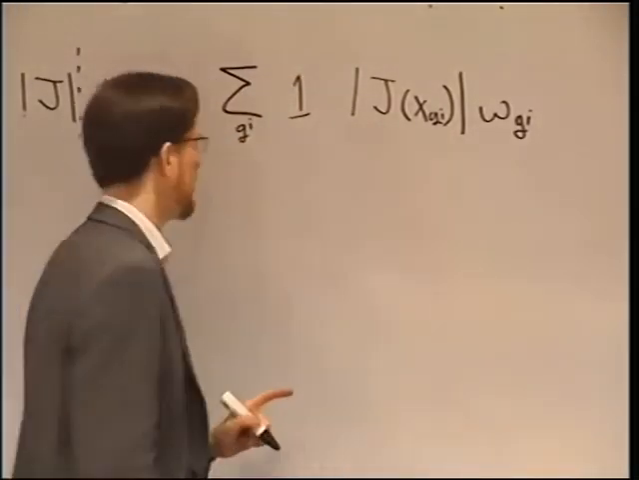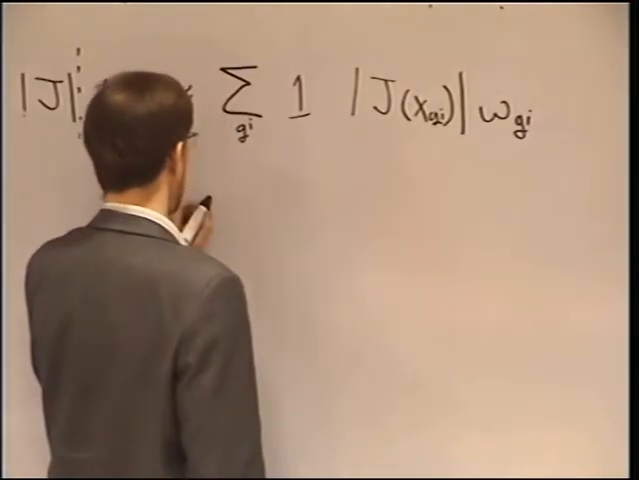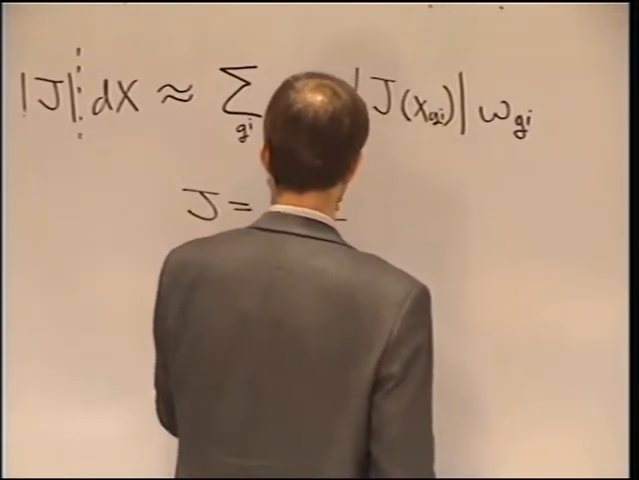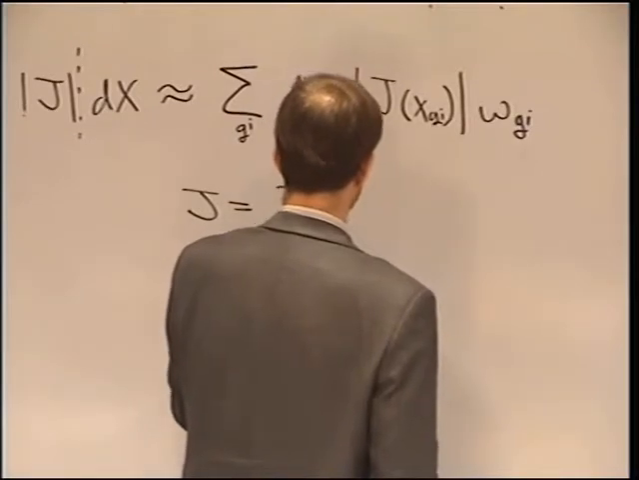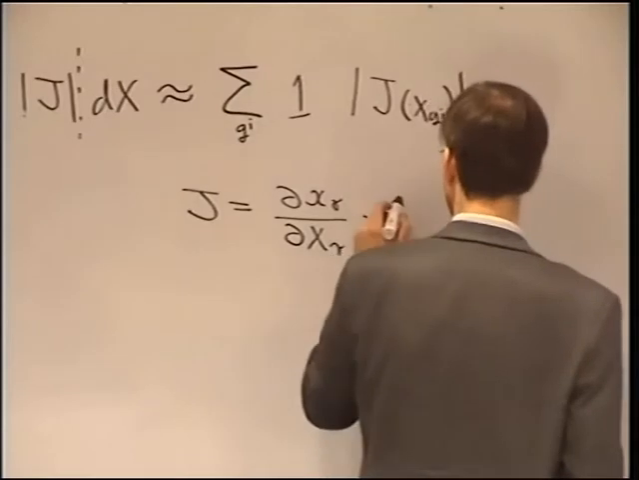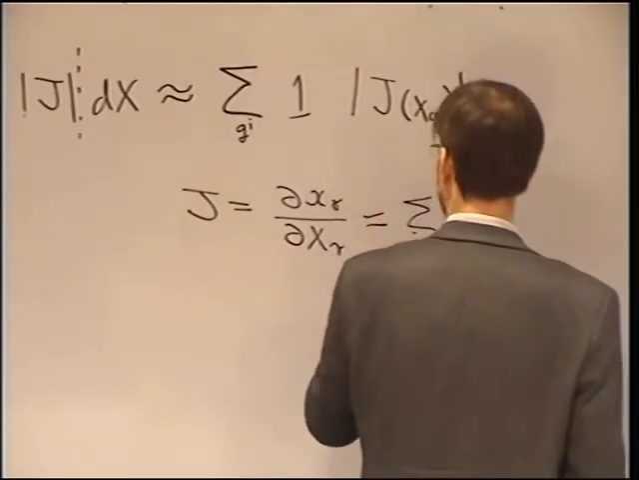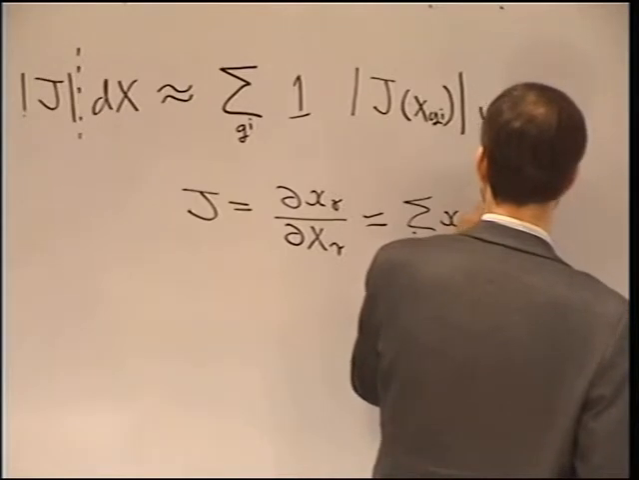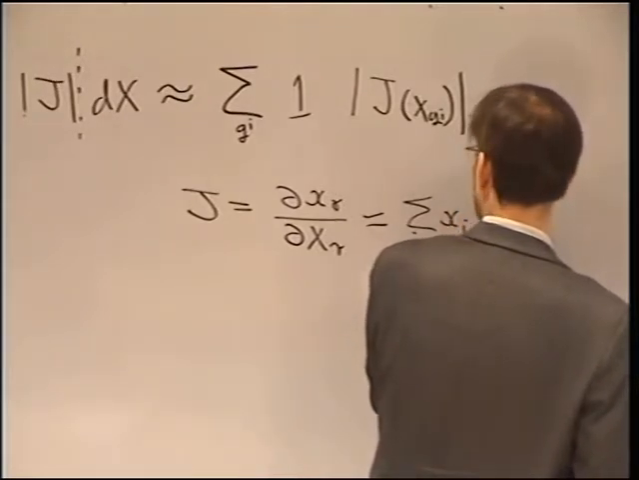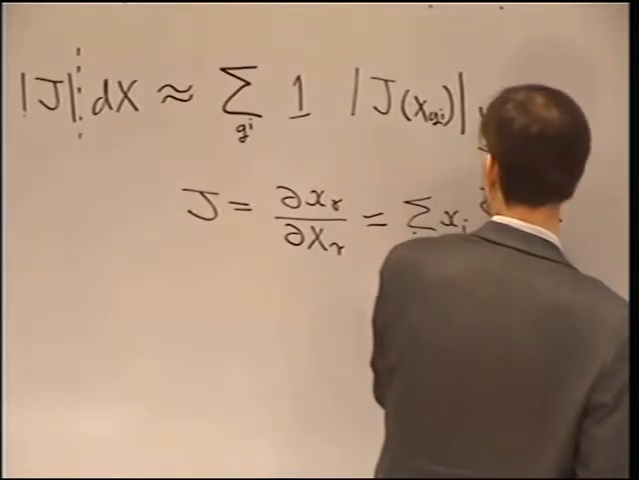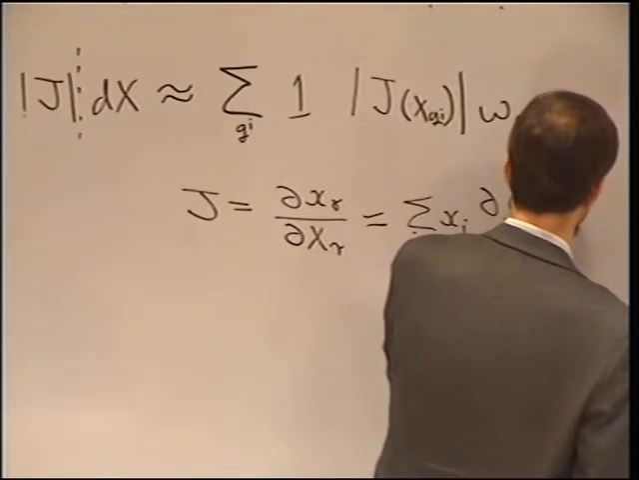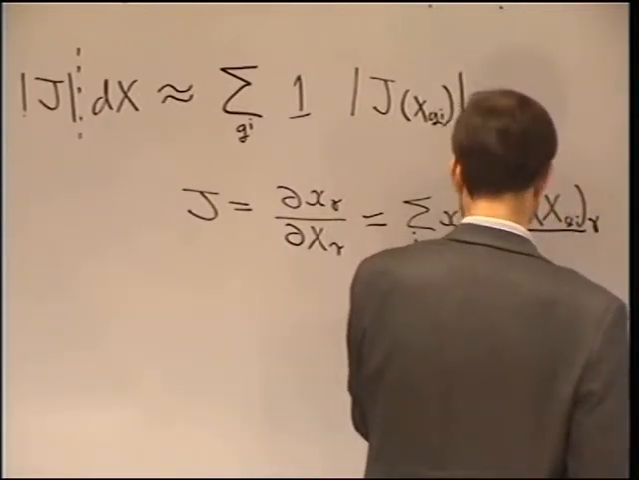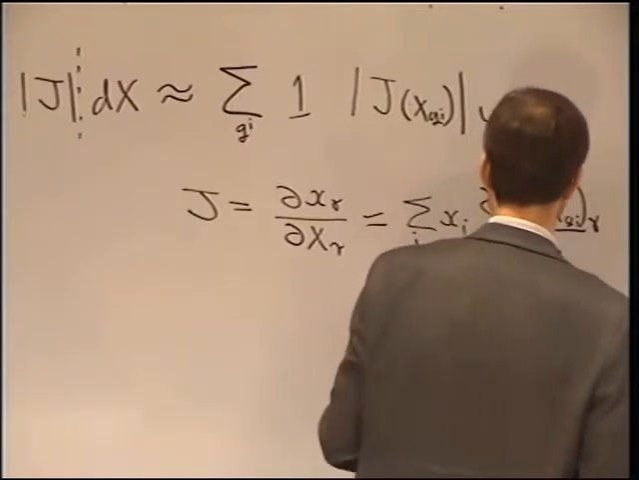And as we noticed before the break, the Jacobian is equal to dx_gamma over dx_tau, which is equal to the sum over I of x_I d phi_I evaluated at the current point, which is x_GI, the gamma component of that, over dx_gamma.